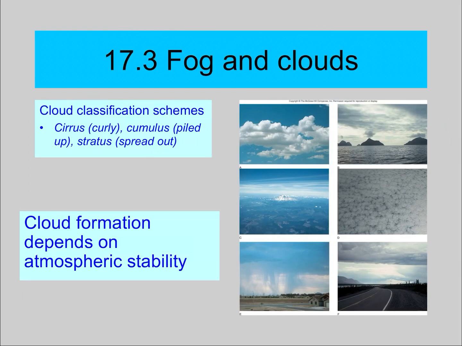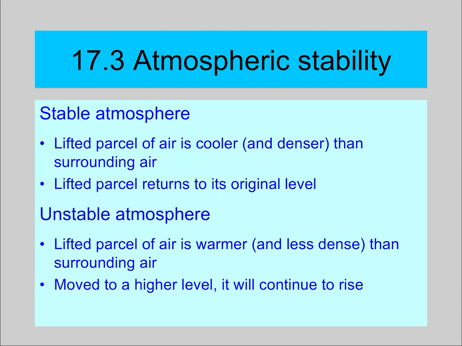So cloud formation depends specifically on atmospheric stability. If the atmosphere is stable, you're going to have little to no cloud formation. But the more unstable that the atmosphere becomes, the more dramatic and larger the clouds are going to become. So a stable atmosphere is when you have a lifted parcel of air that's cooler and denser than the surrounding air, but the lifted parcel is going to return to its original level because, remember, hot air rises and cool air is going to want to sink. So it's going to basically prevent cloud formation.